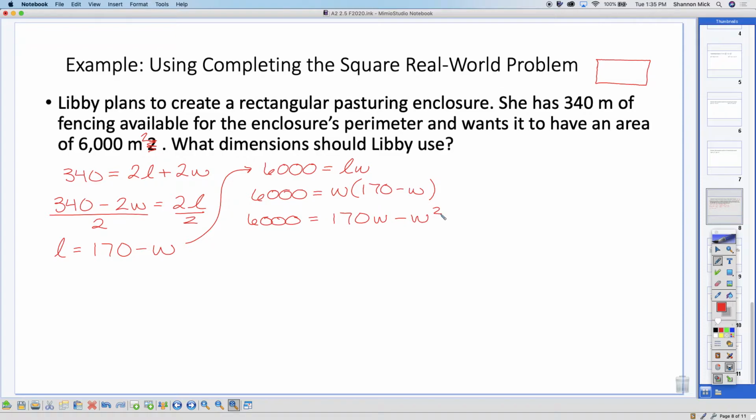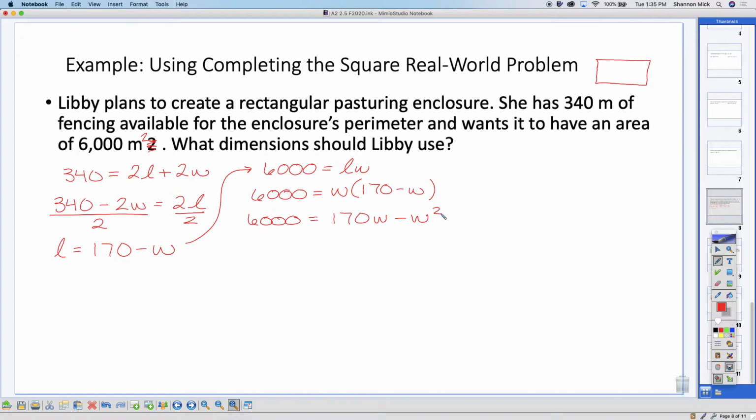You sure do. And so now I should probably use completing the square since that's what I've been doing. What do you want to do? Divide it all by -1. We've got to get it on one side, yes? It has to be set equal to what? Zero. So you could subtract 6,000 from both sides.